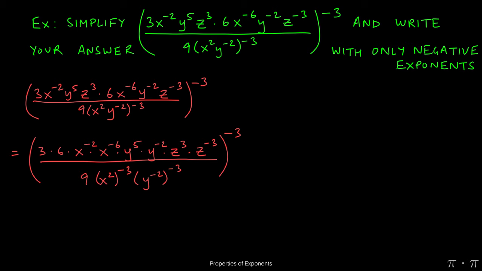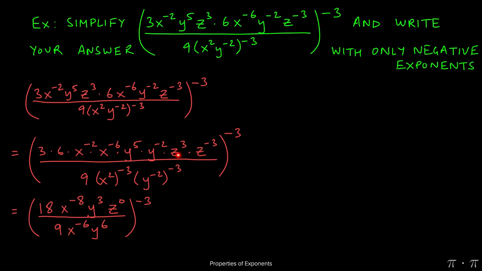3 times 6 will simplify to give us 18. x to the negative 2 times x to the negative 6 will give us x to the negative 8 by the product rule. The bases are the same, and we're multiplying, so we add the exponents. Negative 2 plus negative 6 is negative 8. y to the 5th times y to the negative 2, we're going to use the product rule again. 5 plus the negative 2 is going to give us a 3.